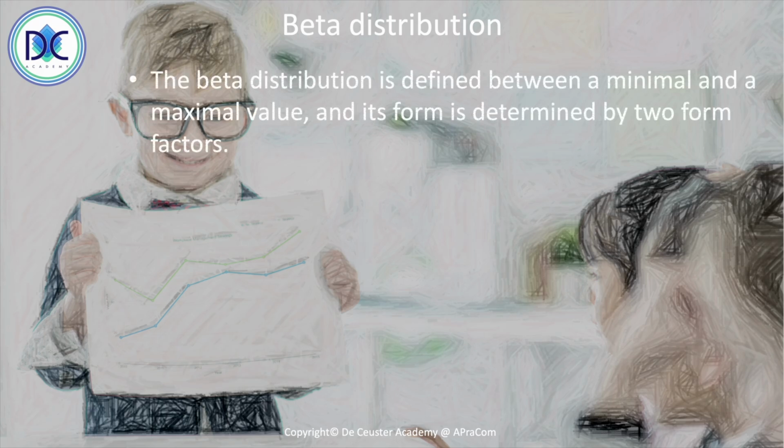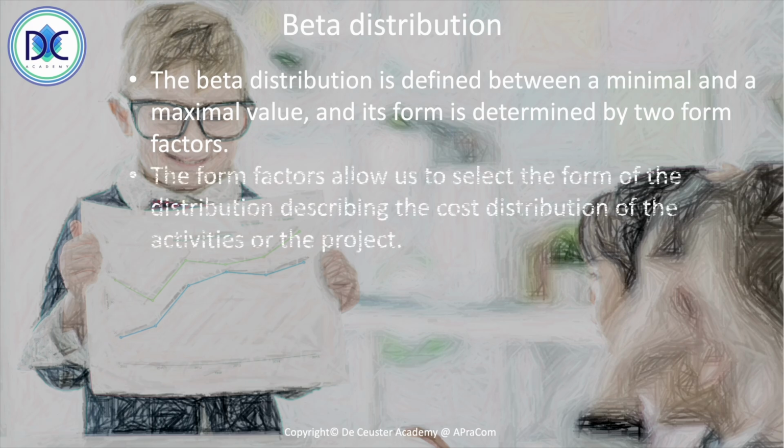First, we have the beta distribution. The beta distribution is a function or a distribution defined between a minimum and a maximum value, and it also has a form factor. So we can have different distributions between the minimum and the maximum depending on the chosen form factors. And we will look at that later, how we define those form factors. Now, using the form factors, we can in fact define the form of the distribution and select the best distribution for the different activities or for the project.